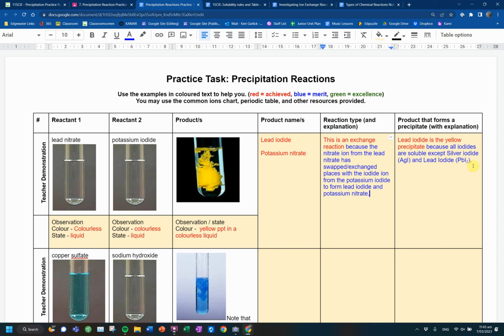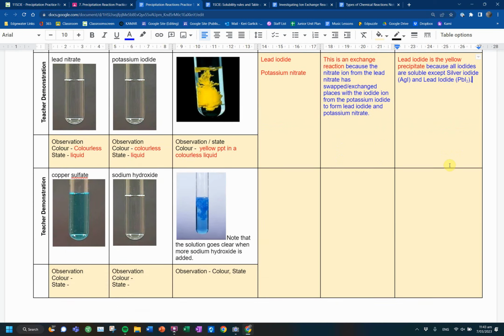The other thing you'll need to do for the merit is explaining how you know the lead iodide is your precipitate. So you'd be stating the solubility rules. So I know that it's lead iodide because all iodides are soluble except if it's silver iodide or lead iodide. So you're just writing a justification to it. Are we okay with that so far? All right, keep going.